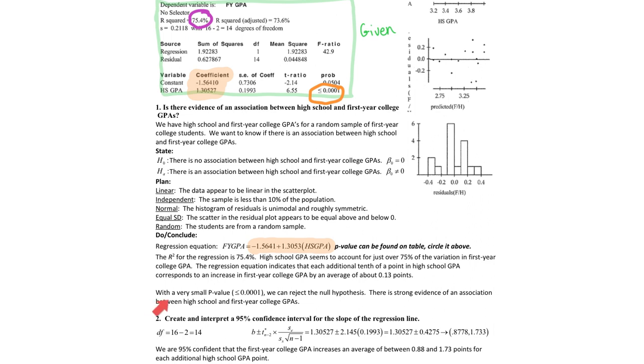And for our conclusion, with a very, very small p-value, we can reject the null hypothesis. There's very strong evidence of an association between high school and first year college GPAs. So then it says also, let's look at a 95% confidence interval. Degrees of freedom are right here in the problem. Not sure why they didn't put degrees of freedom up here, but they didn't.